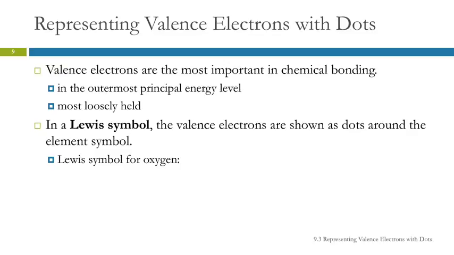So when we write a Lewis symbol, what we do is we show the valence electrons as dots around the element symbol. So let's look at oxygen and see what the Lewis symbol for oxygen would be. So we're going to use the element symbol. For oxygen, that's an O, capital O. And then we look at the periodic table and ask ourselves, how many valence electrons does oxygen have? 6, because it's in group 6A.